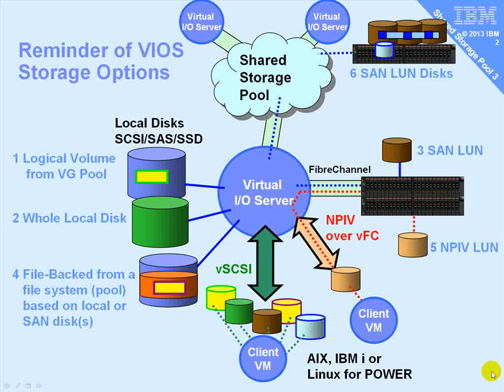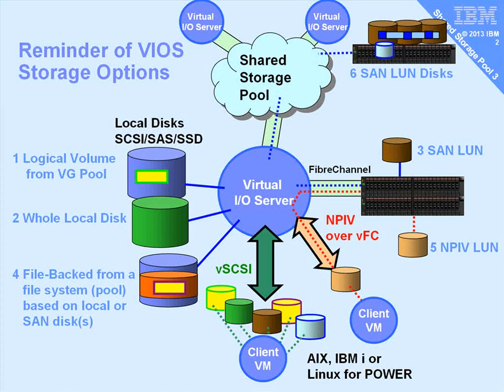I've used this picture many times to show and remind people of the various storage options we have with the VIOS. The first two original sorts of disks were the logical volumes and the whole disks. These are connected local disks to the virtual I/O server, and they're presented over virtual SCSI to the client virtual machine or LPAR. The client virtual machine just sees virtual SCSI devices. It can't tell how the data is actually stored at the back end, the other side of the virtual I/O server.